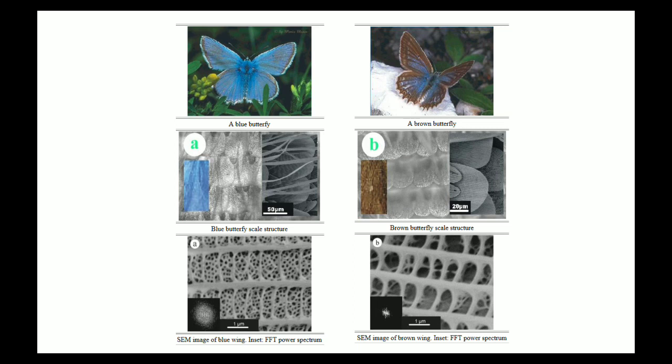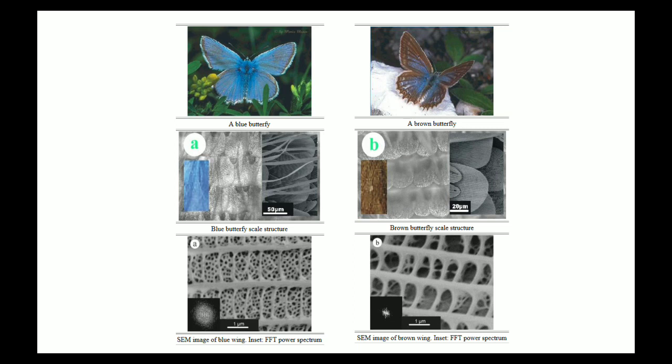We are taking two butterflies. One is a blue butterfly and the second is a brown butterfly. The blue butterfly is represented with image A. You can see the SEM image shown in image A, and you can see the structure of the blue butterfly at 50 micrometers, and when you zoom in to 1 micrometer, you can see the structure of the butterfly wing looks like this.